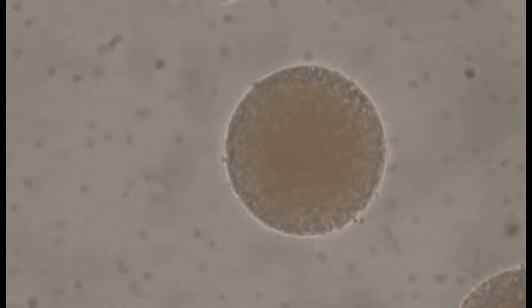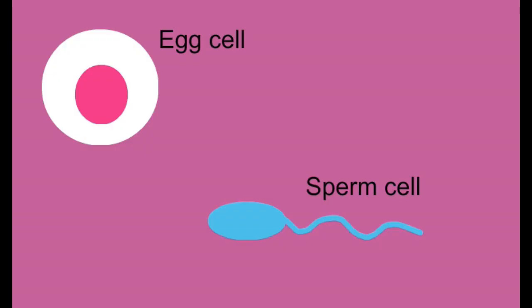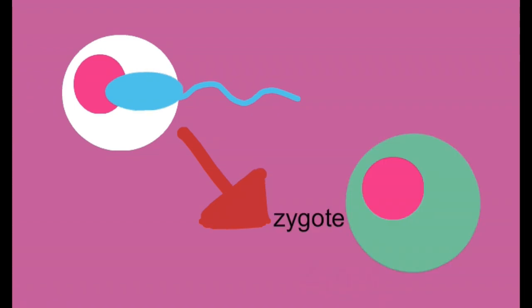The fertilization of a female ovum by a male sperm starts the process of human reproduction. Fertilization results in the formation of a single cell called the zygote.